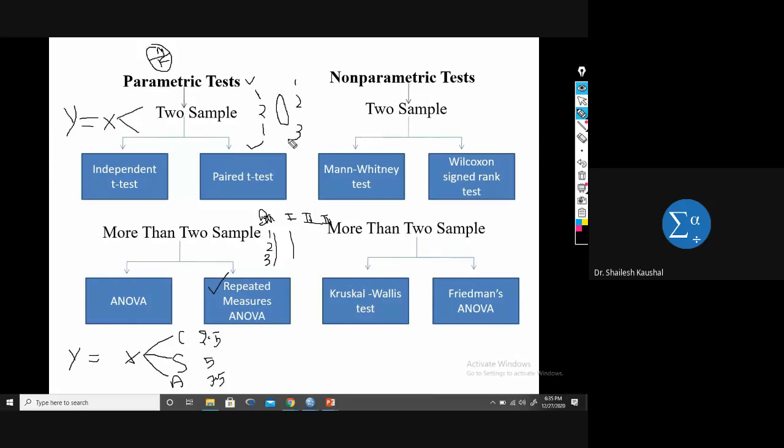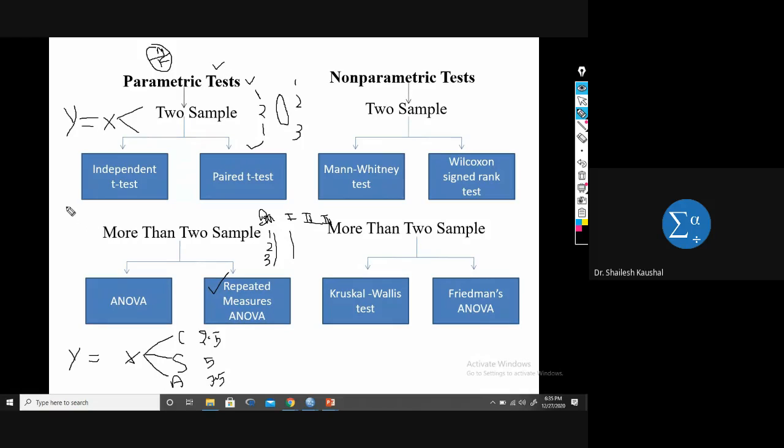And paired t-test, so we can observe two times, before treatment and after treatment. But if we want to measure repeatedly, then we can use the repeated measures ANOVA. So these are the parametric tests.